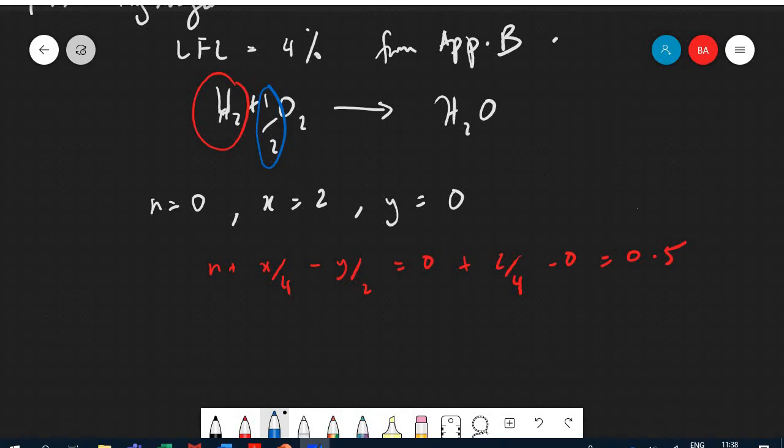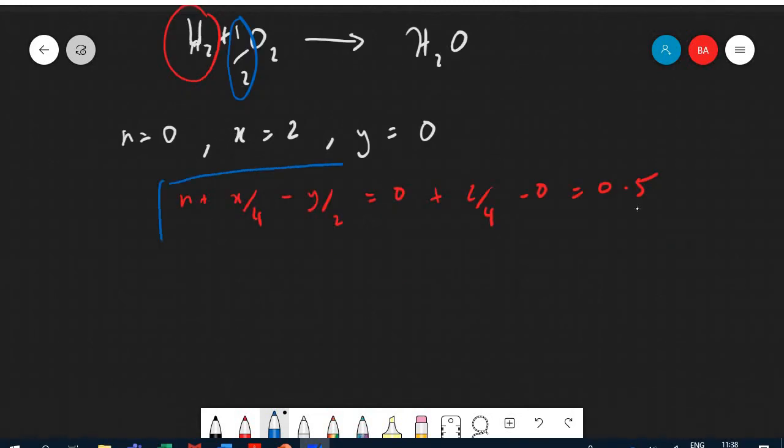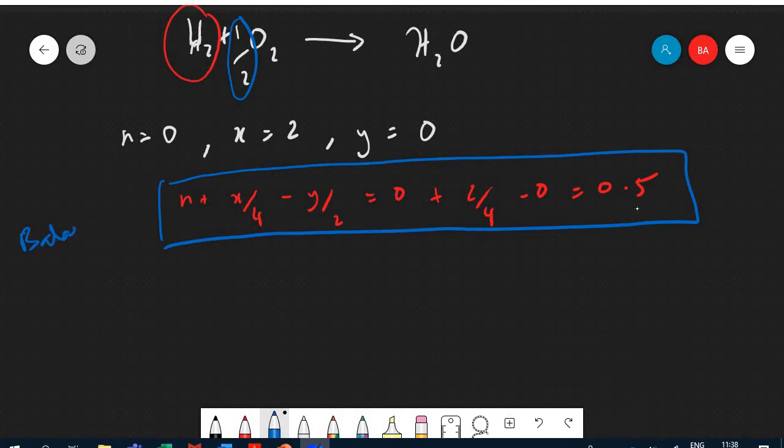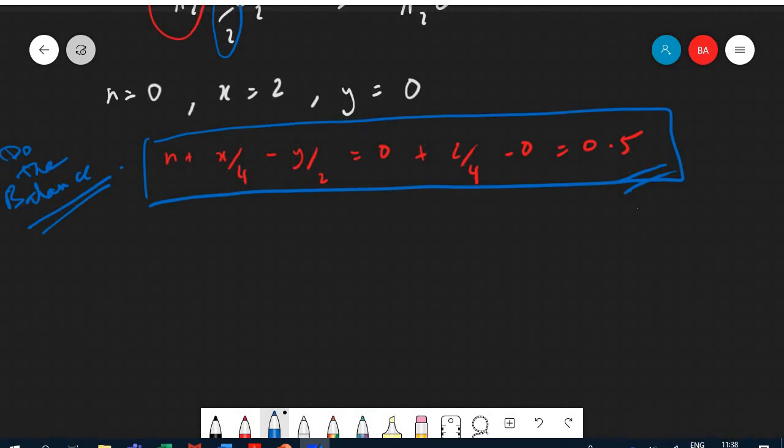But if you don't want to do the headache of the balance, you just use this equation here, okay? But if you don't want to use that equation, do the balance. So you do the balance. In this case, I do the balance 0.5, or I can find the value here as 0.5. Either one, all of them will take you in the right direction.